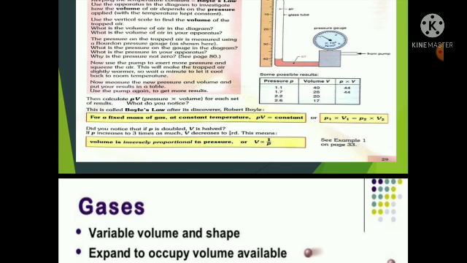Calculate PV, pressure multiplied by volume, for each result. What do you notice? This is called Boyle's law. If you calculate pressure multiplied by volume for each set of results, this is what we call Boyle's law. It was discovered by someone named Robert Boyle. For a fixed mass of gas at a constant temperature, PV equals a constant, or P1 multiplied by V1 equals P2 multiplied by V2.